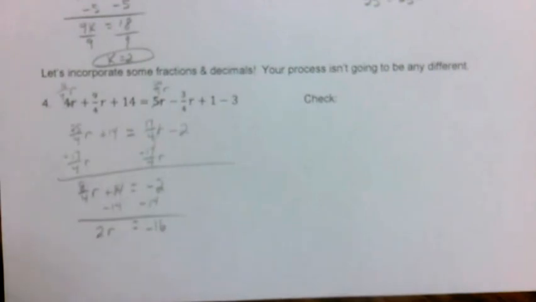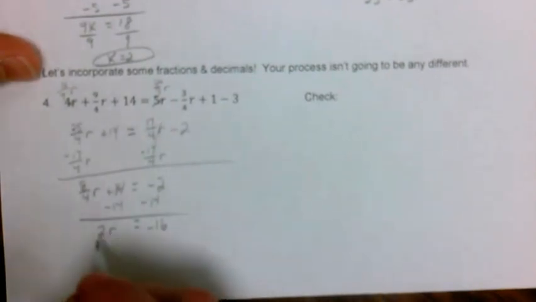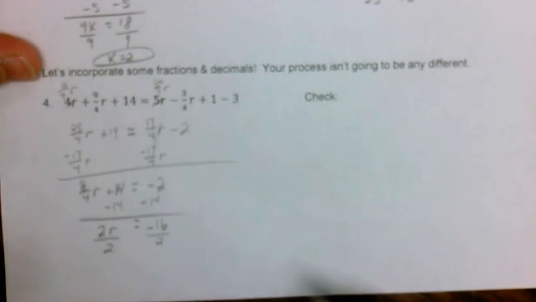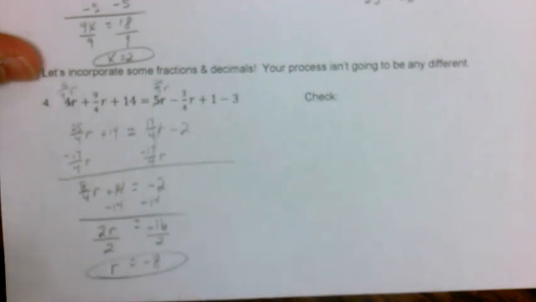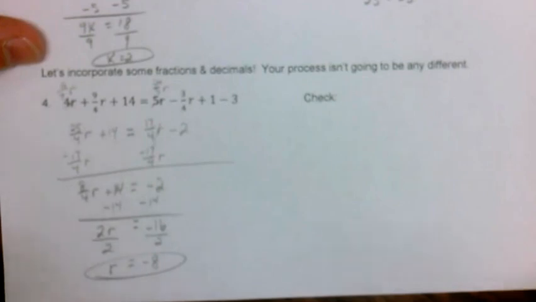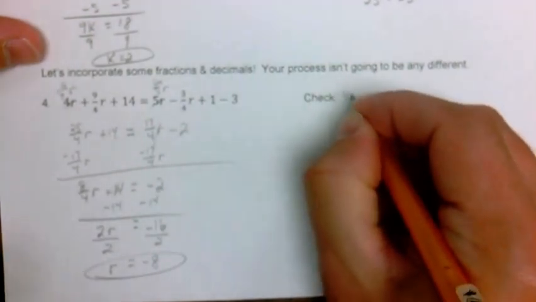And now to get the value of r, the only thing that I need to do is divide each side by 2. 2r divided by 2 is the 1r that we need. -16 divided by 2 is -8. So we think that r is -8. We'll make sure by doing our check. Let's rewrite the problem first.